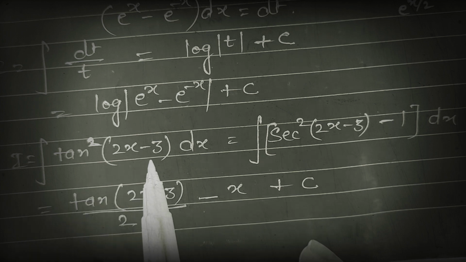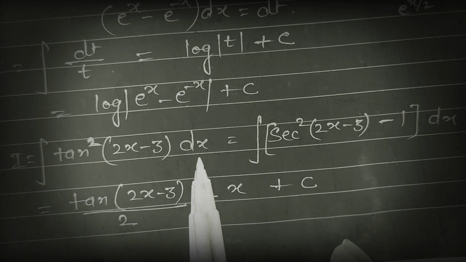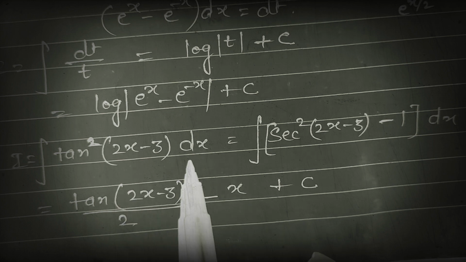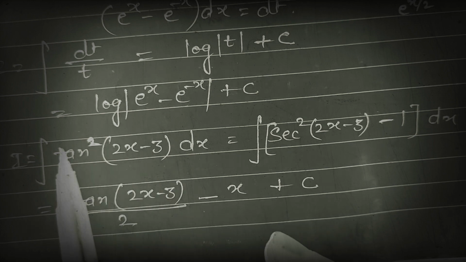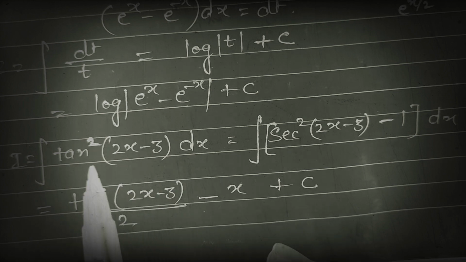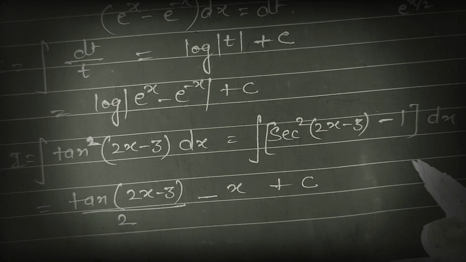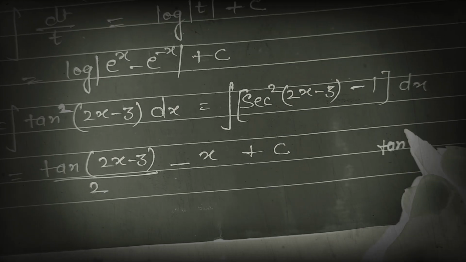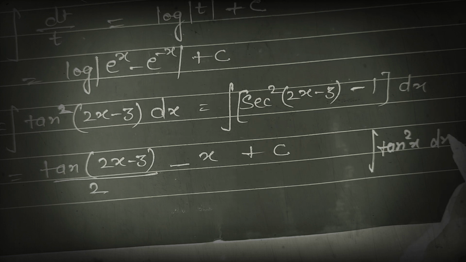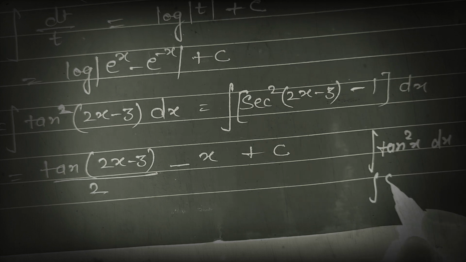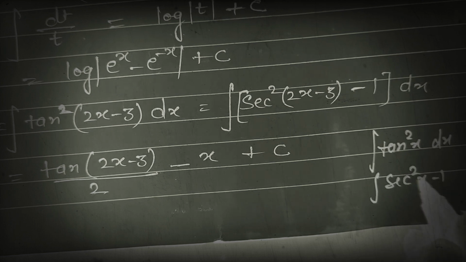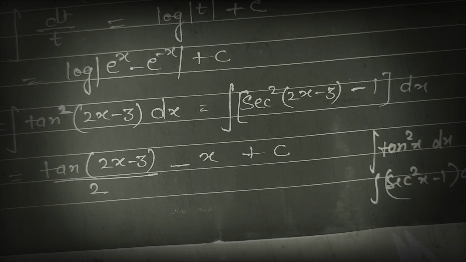Now come to one more question, 21st question. Integration of tangent square 2x minus 3 dx. We can find its integration simply. We know that tangent square, suppose tangent square x, we want to find its integration. We can write this as secant square x minus 1. And we know that secant square integration is tangent x, and 1 integration is x plus c.